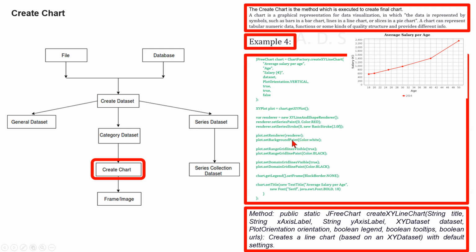Here, set background paint sets the background color of the plot area and sends the plot change event to all registered listeners. Likewise, there are other methods: set range grid lines visible, set range grid line paint, set domain grid lines visible, and set domain grid line paint.